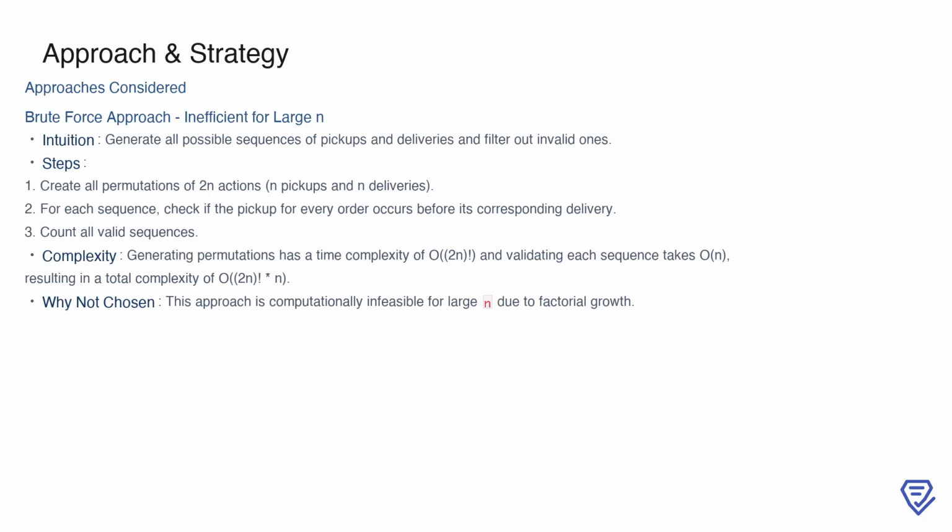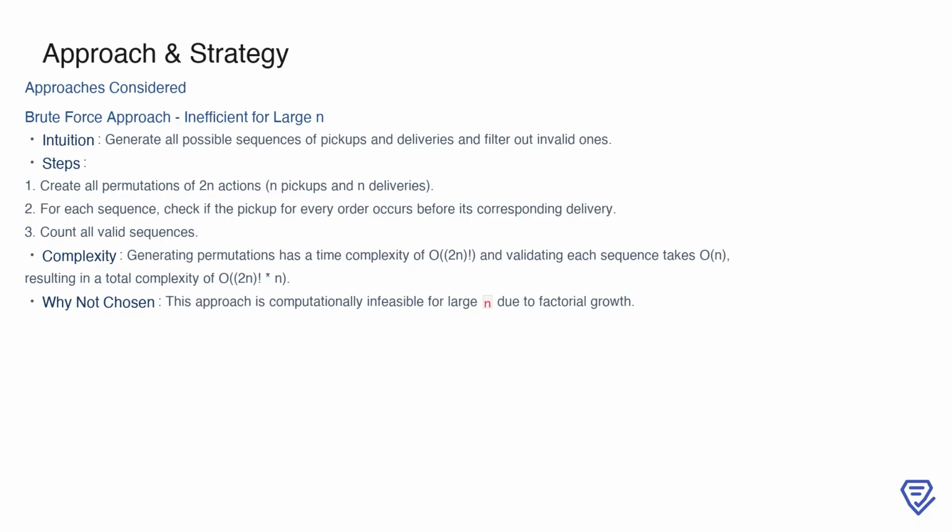To solve this problem, we first considered a brute force approach. The idea here is straightforward: generate all possible sequences of pickups and deliveries, and then filter out the invalid ones. Specifically, we would create all permutations of the 2n actions, where each order has one pickup and one delivery. For each sequence, we would then check if the pickup for every order comes before its corresponding delivery. While this approach is conceptually simple, the computational cost is overwhelming.